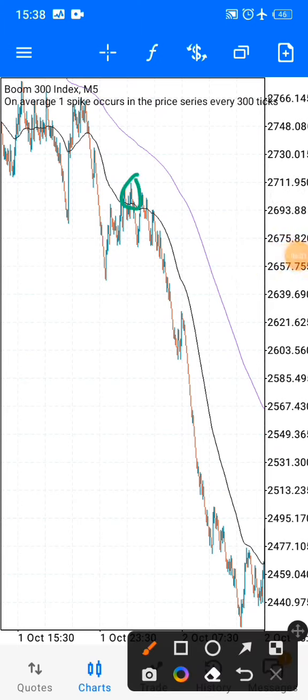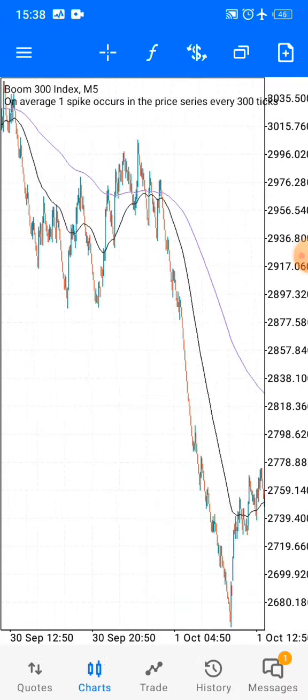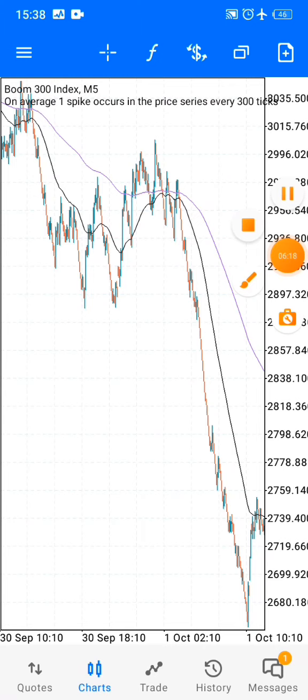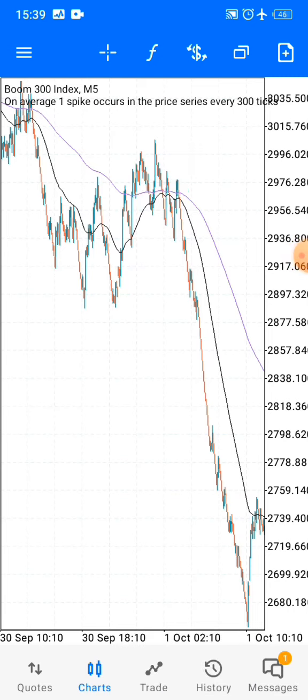Though you are not supposed to use exactly where it is as a resistance. As is taken for example here, it's not that exactly here. It can range around this area and then go down. It's still resistance. Here is still a resistance. It seems like it broke, but as long as it starts consolidating around that area, most probably it will act as a resistance.